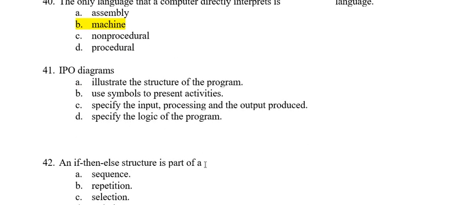Okay, number 41. IPO programs specify the input, processing, and output products. Okay, so the answer is this. The I in this case represents input, P represents the processing, and O represents the output.